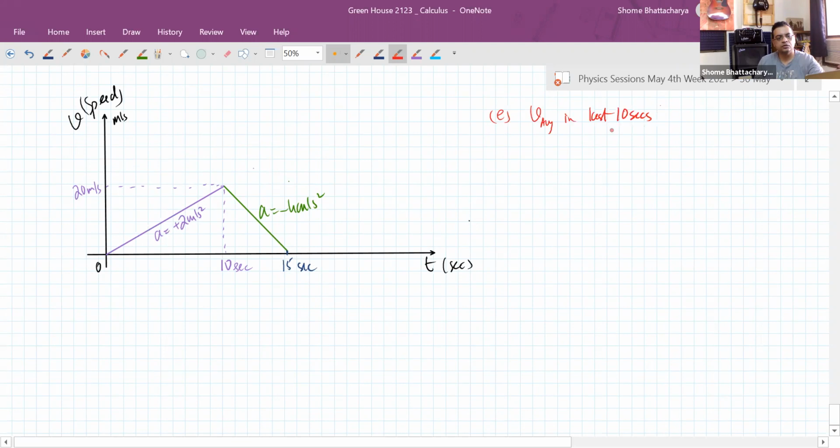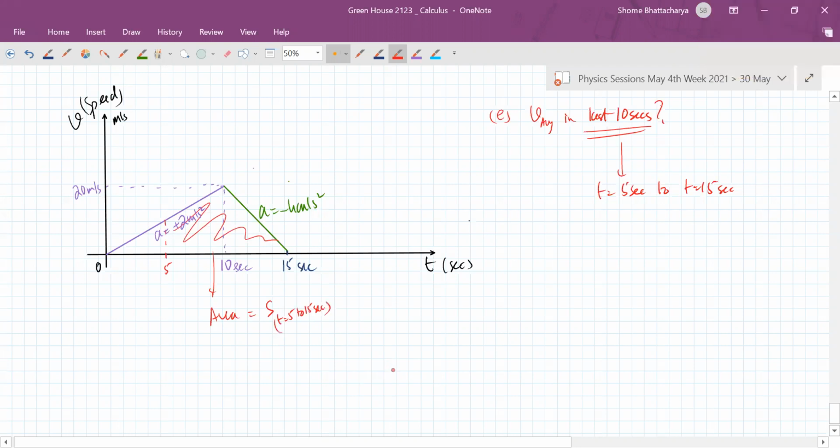So first of all, we understand what is the last 10 seconds. It is from t equal to 5 seconds to t equal to 15 seconds. So in terms of the graph, 5 seconds is somewhere over here. So from here to here, I want to calculate the distance. If I want to go by the graph method, I have to calculate this total area. This area is equal to the distance from 5 to 15 seconds.